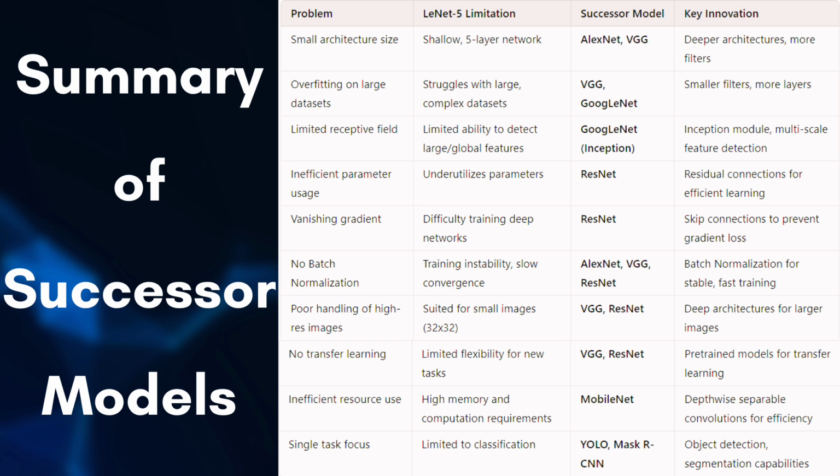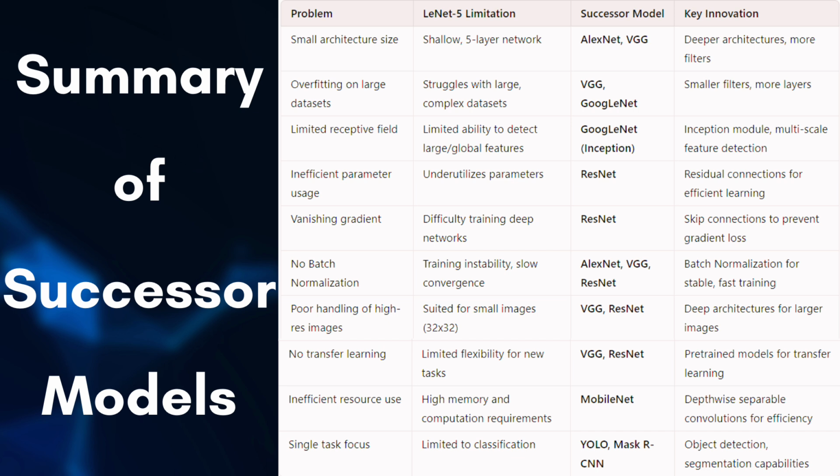Problem 8: No transfer learning. LeNet-5 was limited to its specific task. Models like VGG and ResNet introduced pre-trained models that could be easily fine-tuned for a variety of tasks, opening the door to transfer learning.